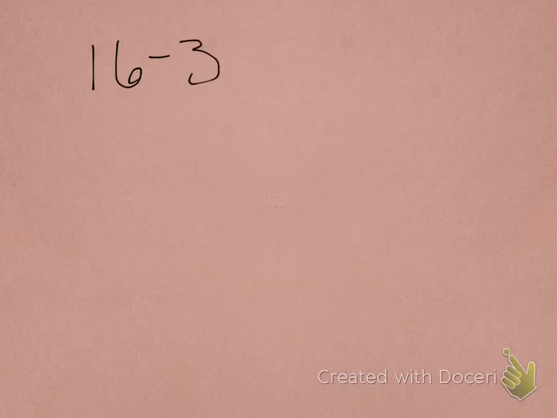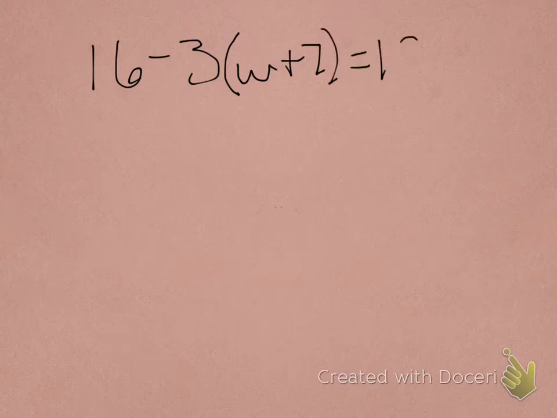16 minus 3 times the quantity of w plus 7 equals 19. A common mistake made by several students is to first look at this, if you read from left to right, the first thing says to do 16 minus 3, which I know is 13, and then take the 13 to do the distributive property.